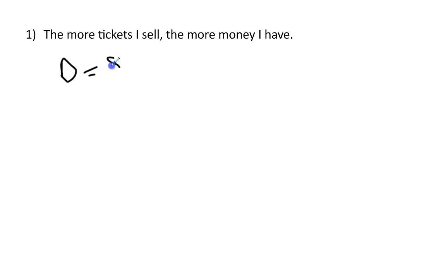Dependent is the money. And then the independent variable is the amount of tickets I have. Because if you look at it this way, the amount of money depends on how many tickets I sell.